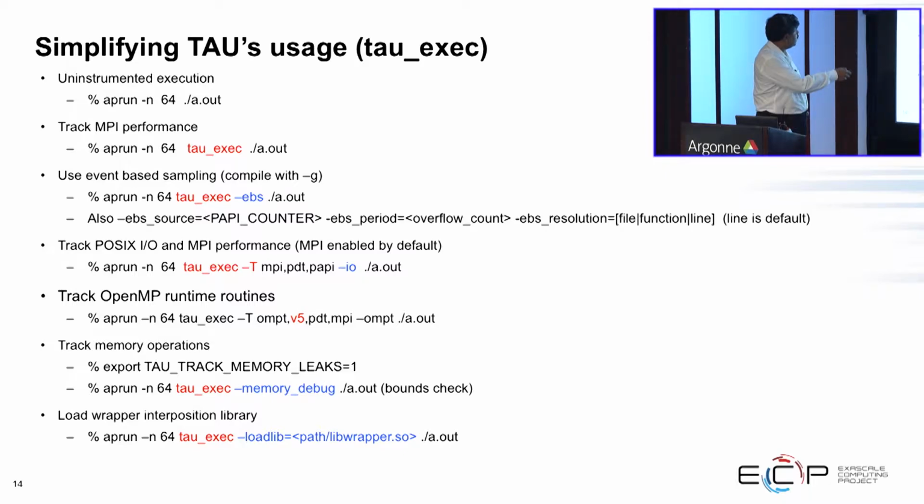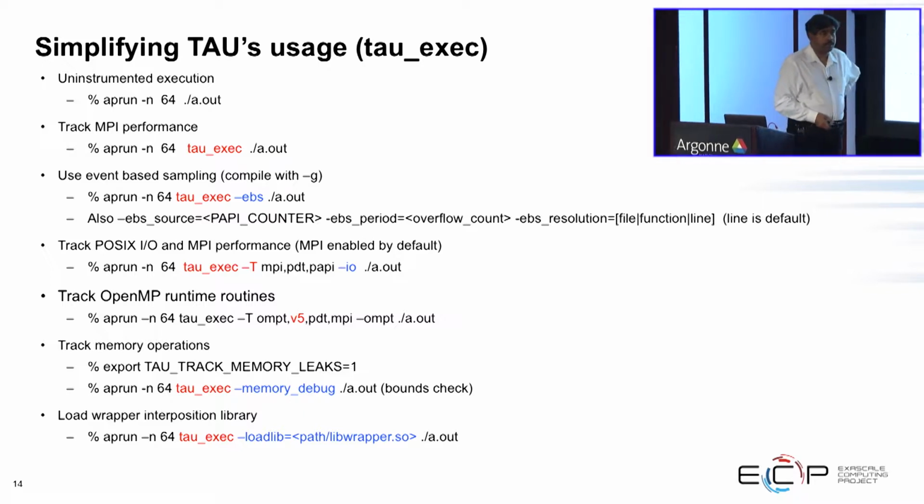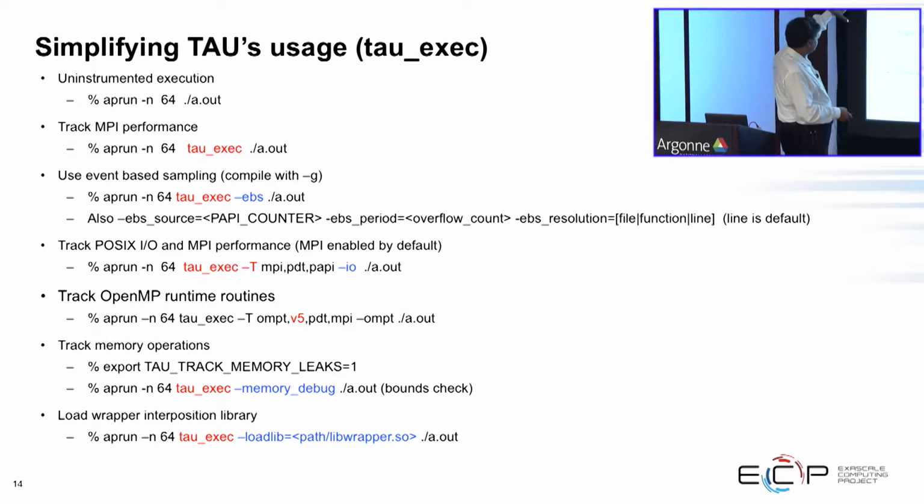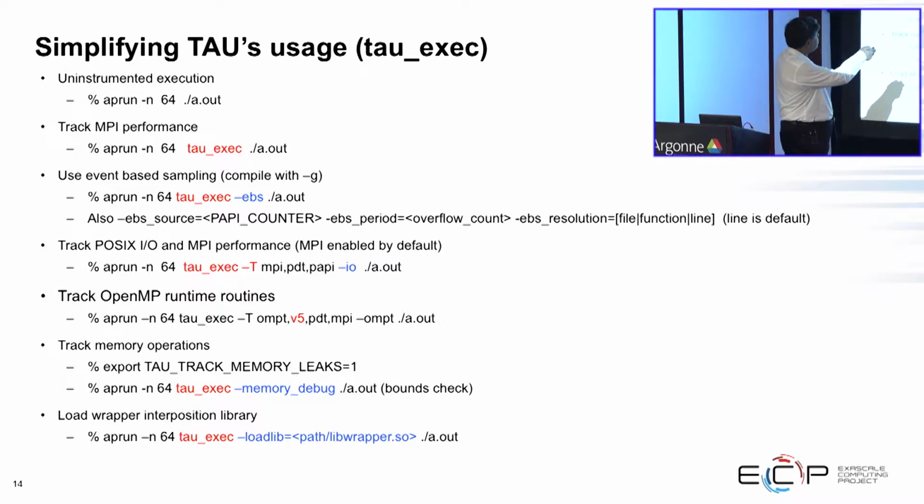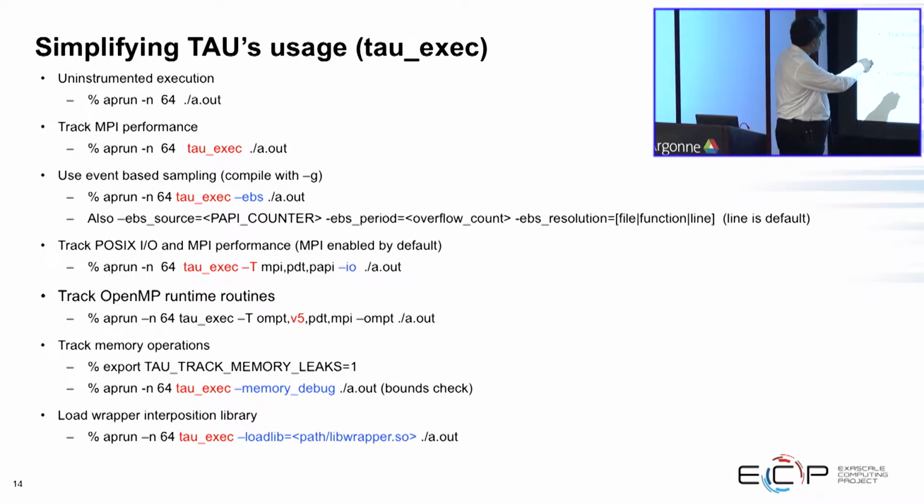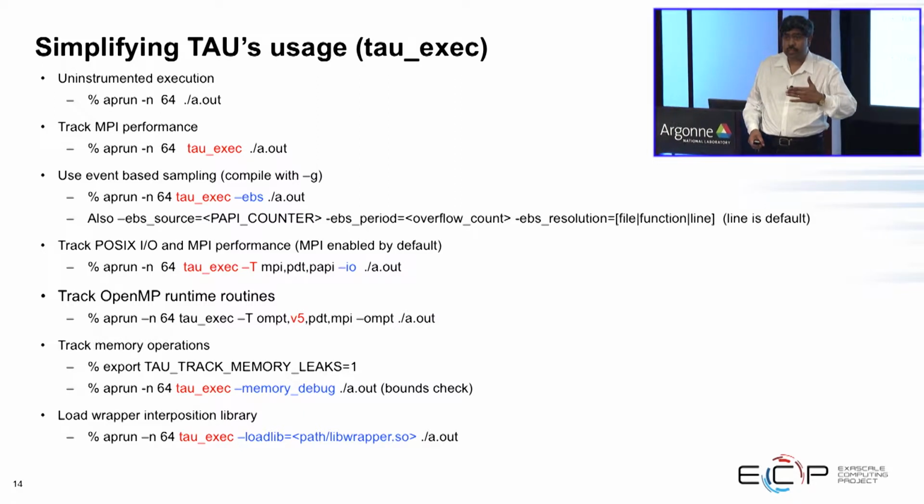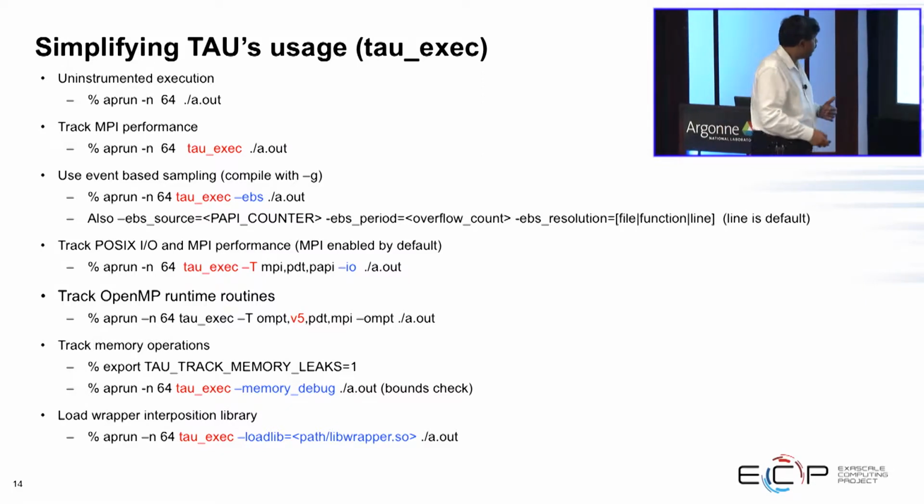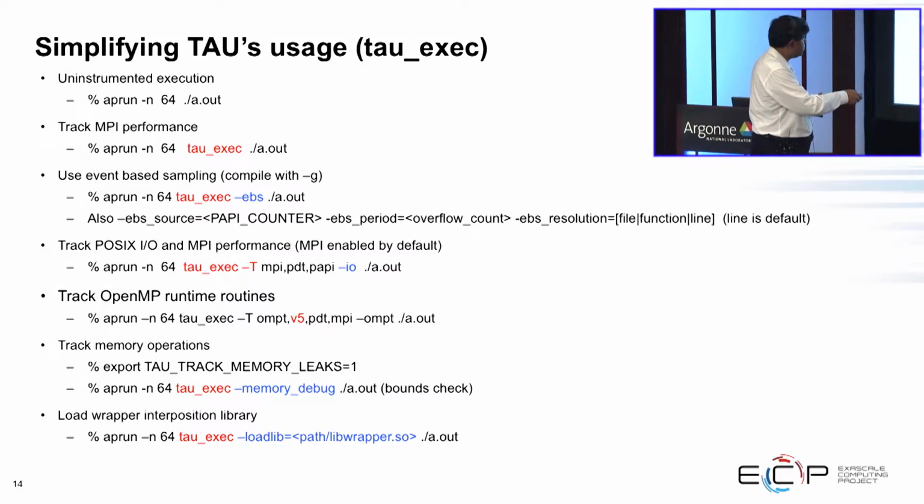You could say tau_exec -ebs a.out to generate event-based samples. Now see, between these two, here I will see the time spent in just MPI calls. But here, besides the MPI calls, I can also see events that show me how much time is spent at the statement level. Well, I can do that at the resolution of file or function or line.